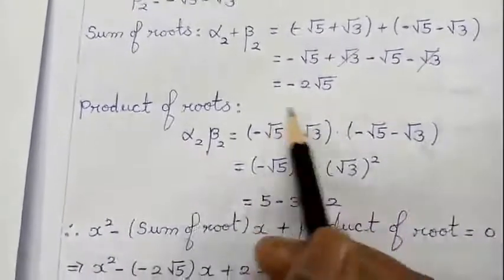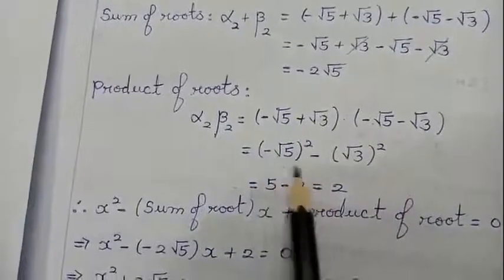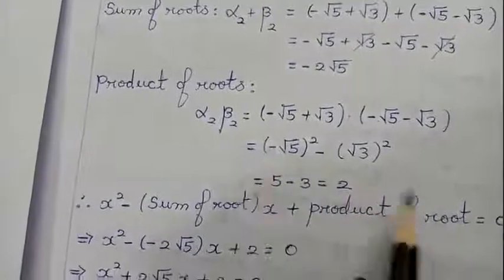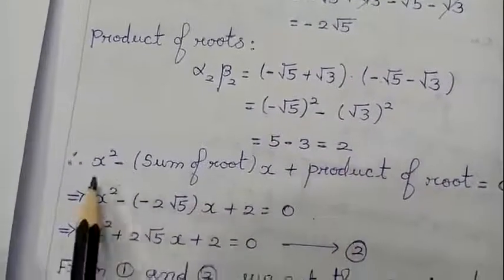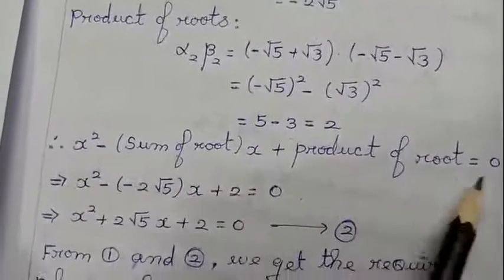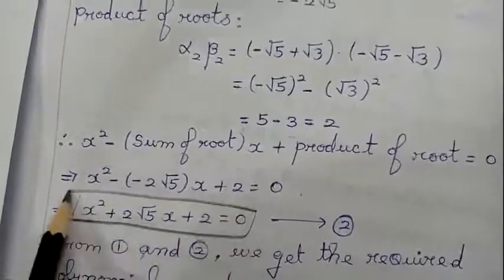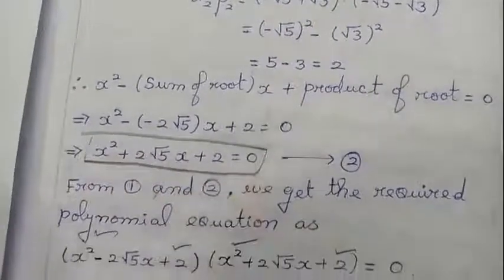This is going to be in this form, a plus b into a minus b. Calculate, students. Just check the sign while you are calculating. A square minus b square formula I'm using. I'm getting the answer as 2. Formation of quadratic equation: x square minus sum of roots x plus product of roots equal to 0, and I'm getting the second equation in this way, that is x square plus 2 root 5x plus 2 equal to 0.